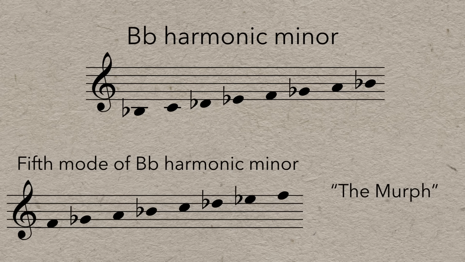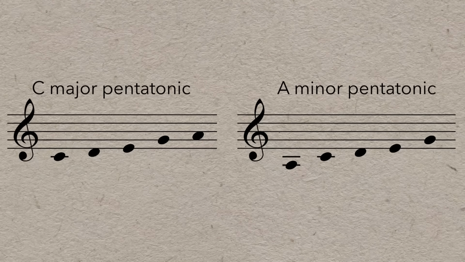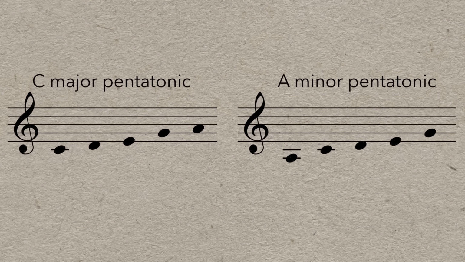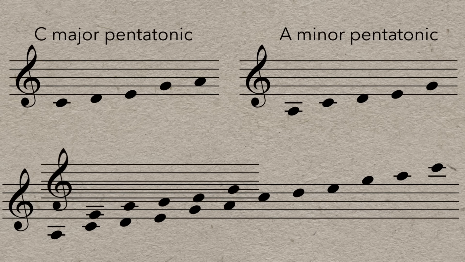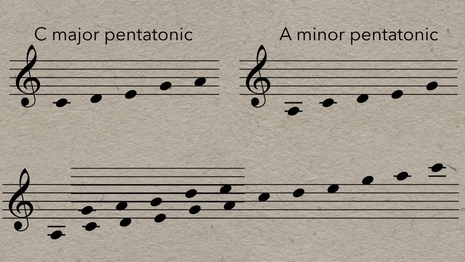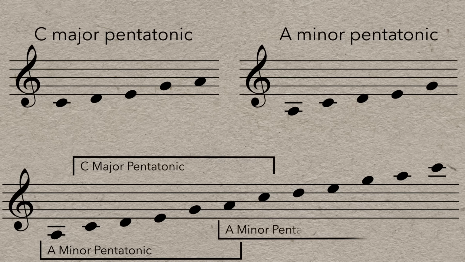We can even use the concept of modes to understand the relationship between the major pentatonic scale and the minor pentatonic scale, both of which are widely used all over the world in a variety of genres. If we extend the scale, we can see that they're made up of the same notes but have different starting points, so they're really just modes of each other.